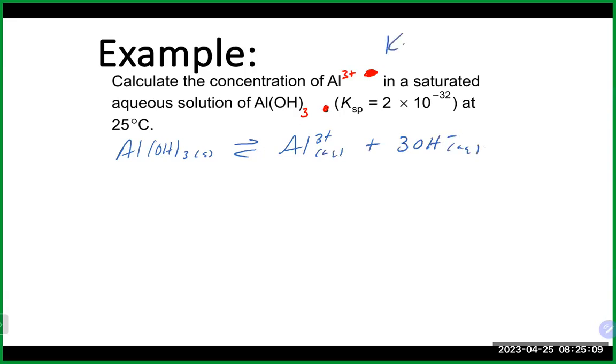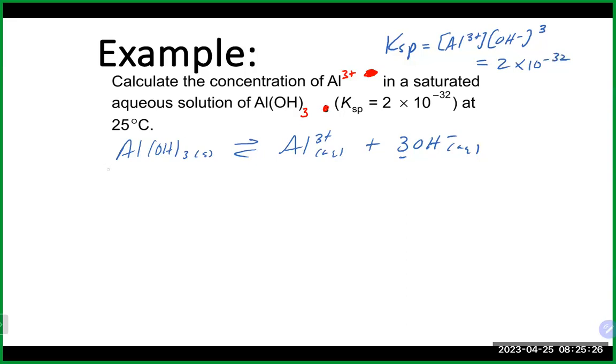Our Ksp expression in this case then would be aluminum times hydroxide. And once again, we do need a cube in this case because of the 3 that we see here. And that would equal 2 times 10 to the minus 32.